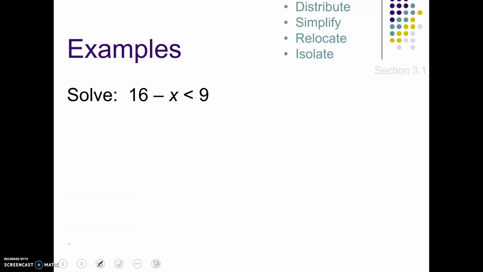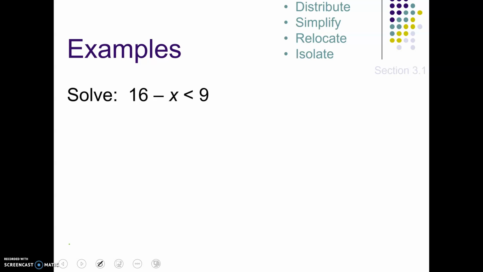For this first example, we don't have a whole lot going on. There's no distribution to do. I see no parentheses. I cannot simplify because there are no like terms, so I'm going to begin by relocating. And again, when I relocate for an inequality or an equation, I want to keep my letters on the left and my numbers on the right. And in this example, my letter is already on the left side, so I'm just going to take that 16 on the left and move him over to the right.